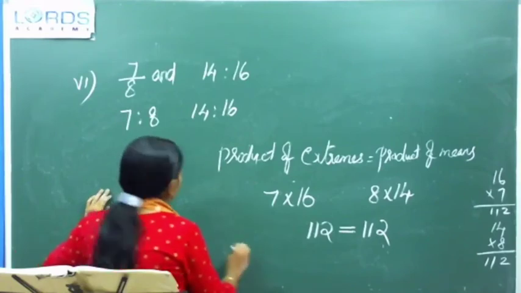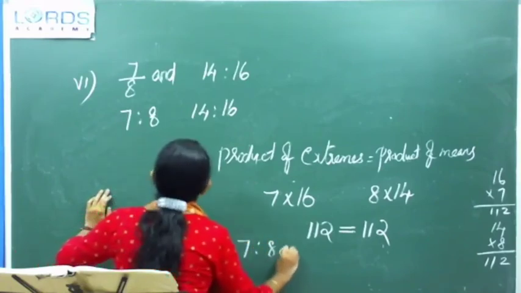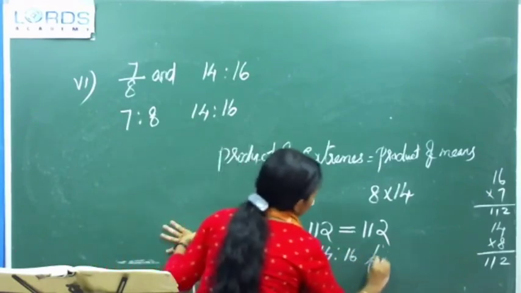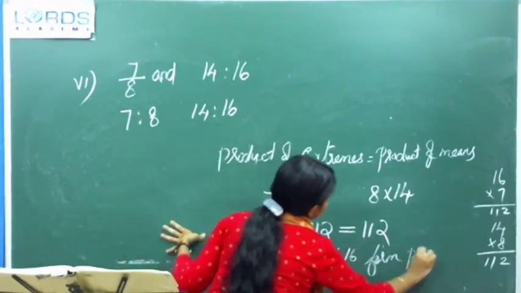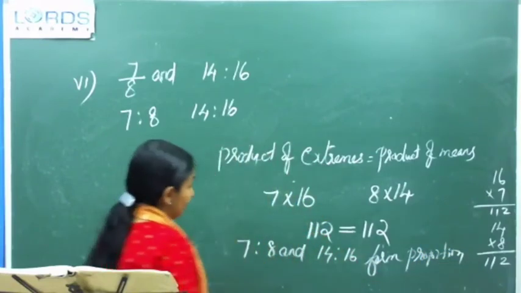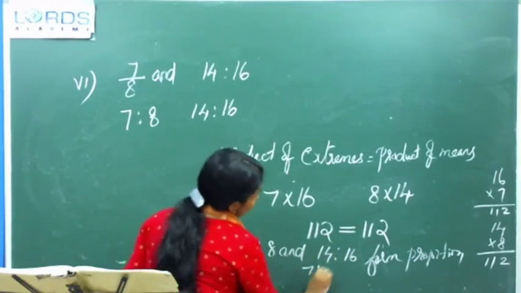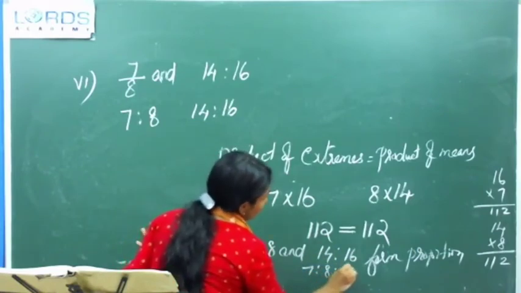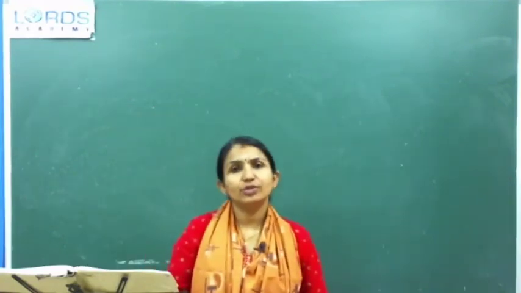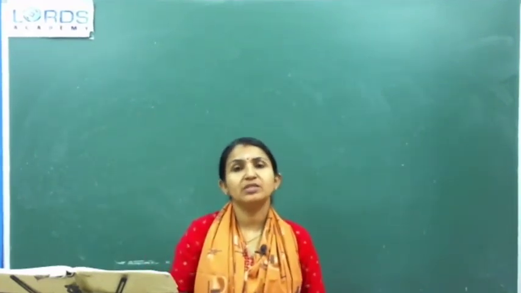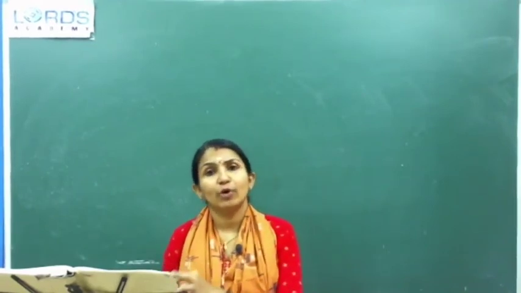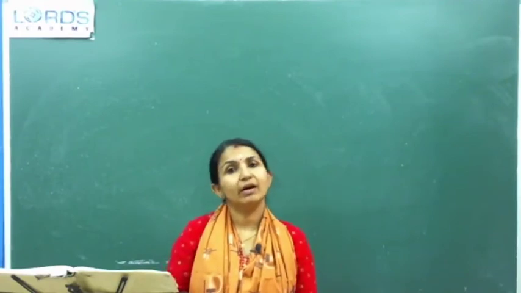So either you can write 7:8 and 14:16 form a proportion, or you can write it as 7:8 as 14:16. So now we understood how two ratios form a proportion, right? The product of extremes is equal to the product of means, and only then can we say that they are in proportion.